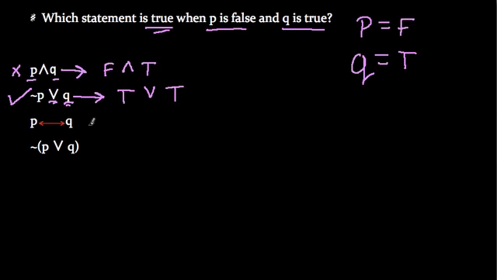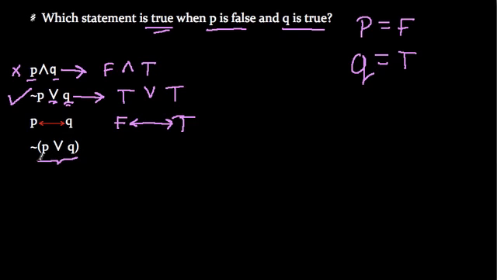The next one, a biconditional, well, P if and only if Q, and that means that in order for this to be true, both P and Q must match. Either they're both false or they're both true, and since P and Q are opposites, right, this can't be true. One's stuck at false and the other's stuck at true.